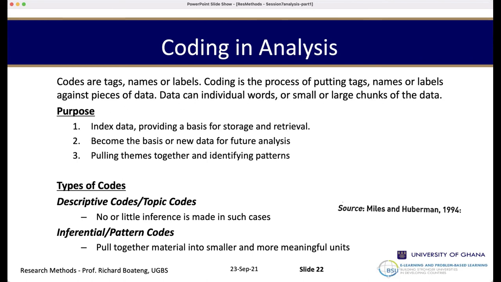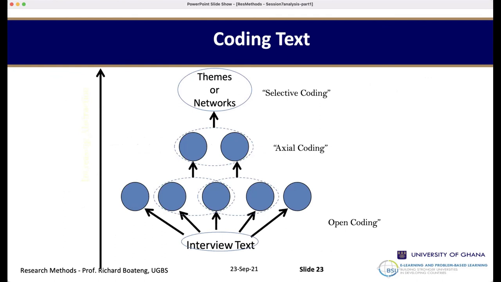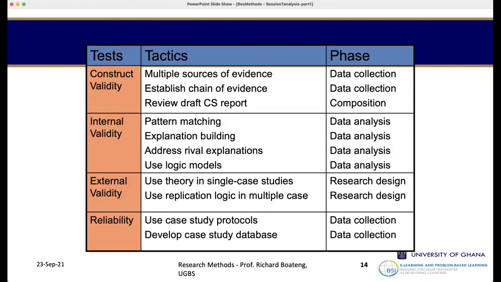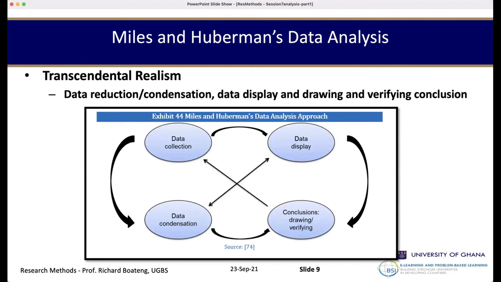When I put all of them together and look at the context information, I can come up with what you call suggestive meanings or conclusions. And then I can verify and conclude. So if you look at the Miles-Huberman cycle, you have display, condensation, and drawing and verifying. So I drew three conclusions or four conclusions.